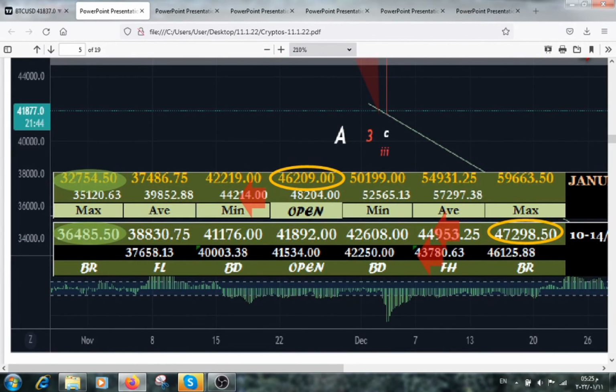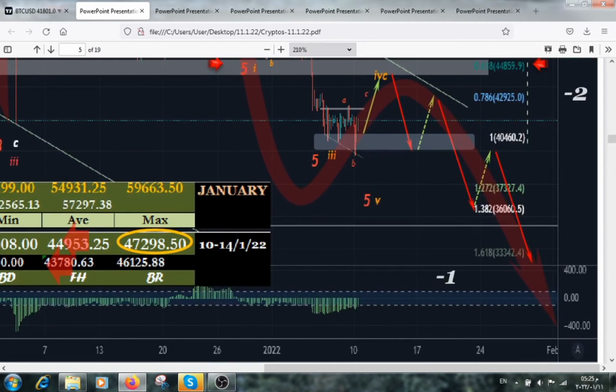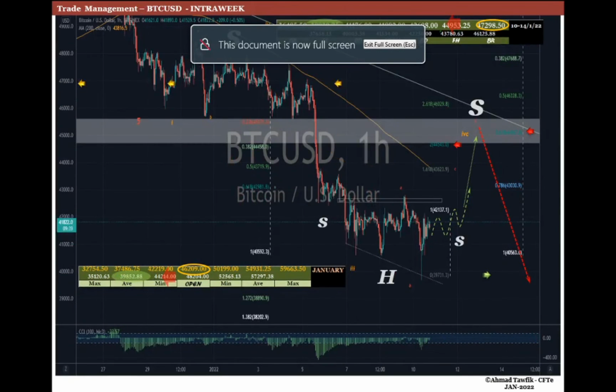Towards the end of the week, if we're fortunate, we are able to get 36,485. This is that neckline here, which has already been tested in wave B. It is just probably 127.2% below the current market low. All right, let's go now to trade management.